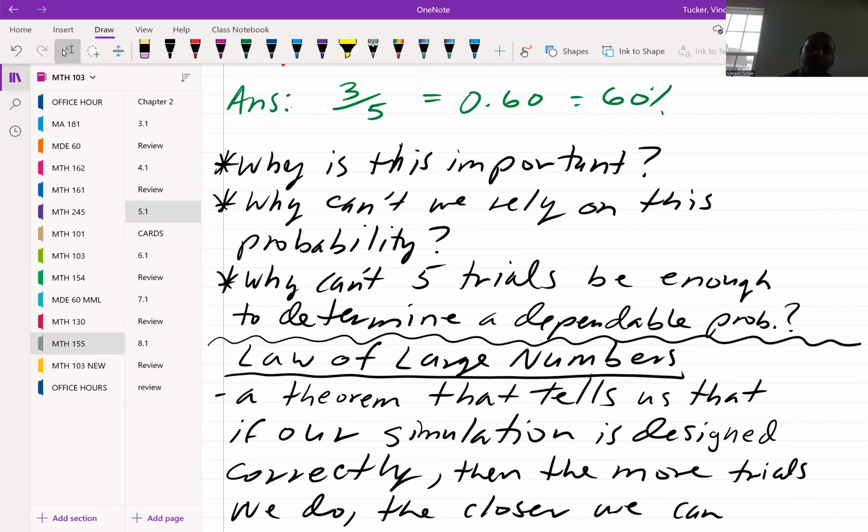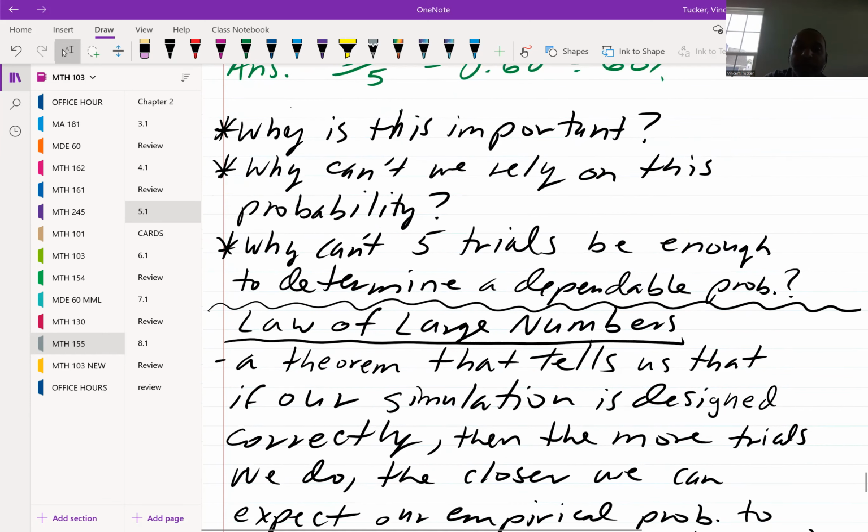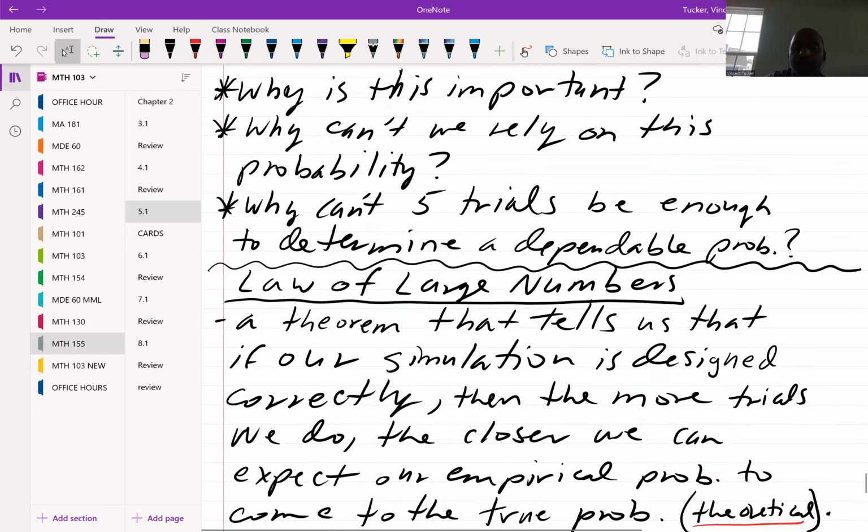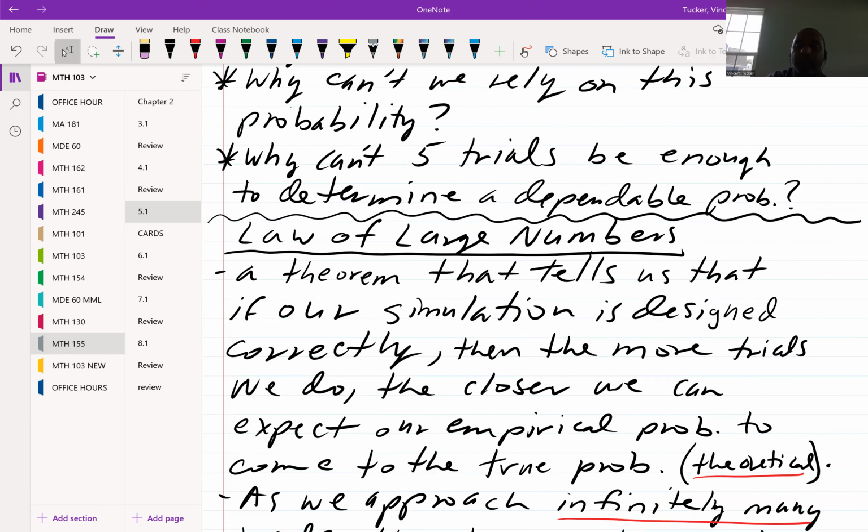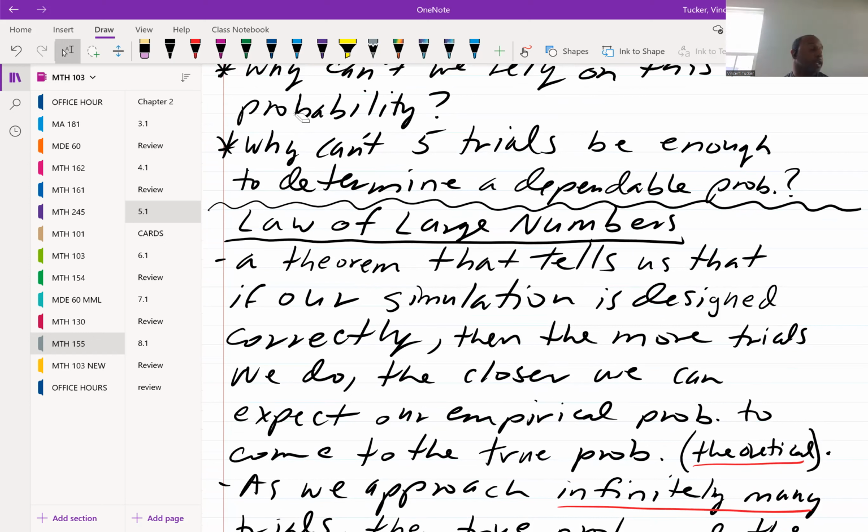So the law of large numbers is a theorem that tells us that if our simulation is designed correctly, then the more trials we do, the closer we can expect our empirical probability to come to the true probability, which is the theoretical probability. So 5 trials is not enough to get to what they call the true probability. Theoretical is based on, and we'll see in a second, I'll give you a chance to write it down, infinitely many trials being run. That's why it's considered theoretical.